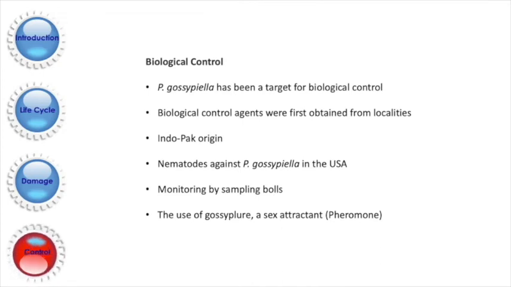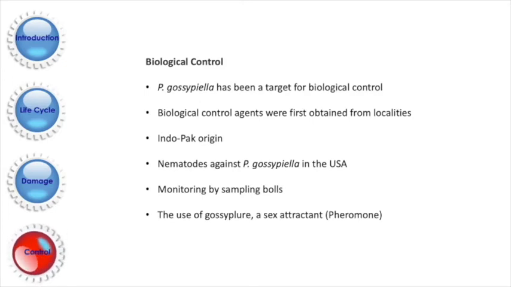Let's talk about different control strategies of pink bollworm. The first one is biological control. Pink bollworm has been a target for biological control, particularly in Pakistan. Biological control agents were first obtained from localities in the belief that it was the origin of the pest. However, the matter is not settled, and it may have come from the Indo-Pakistan region. More recently, nematodes have been used as control agents in the United States.